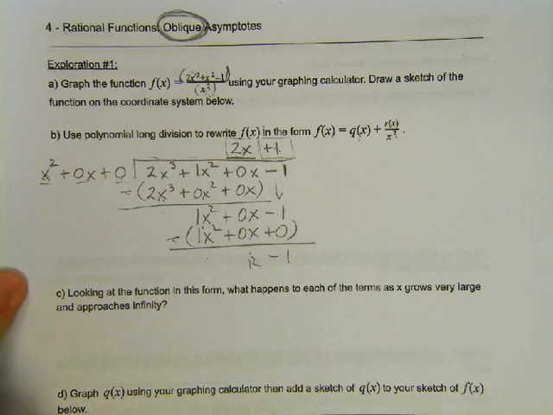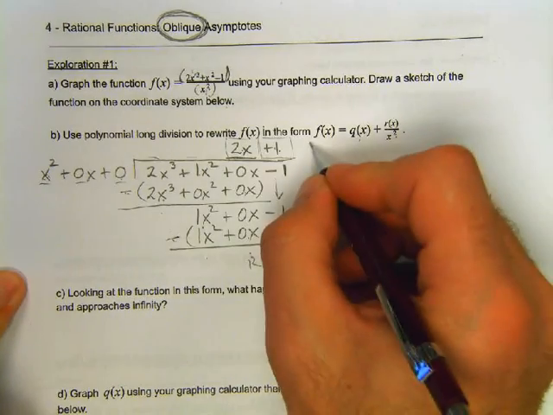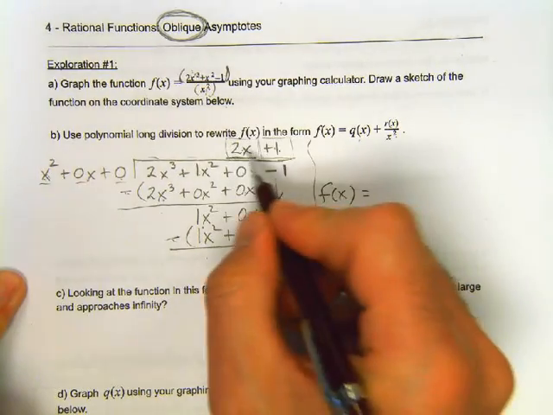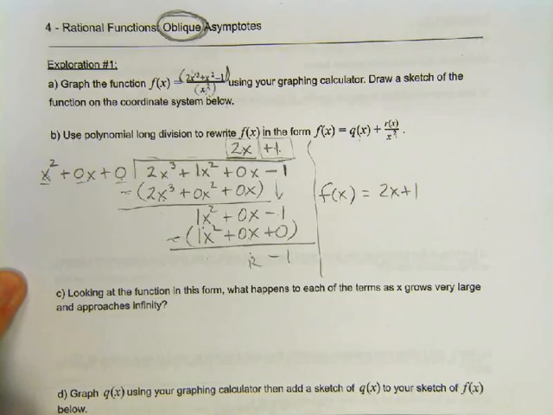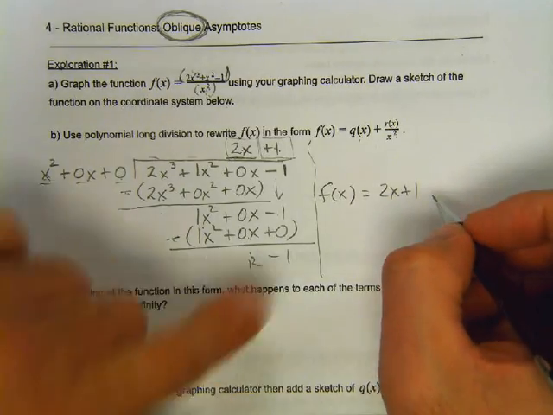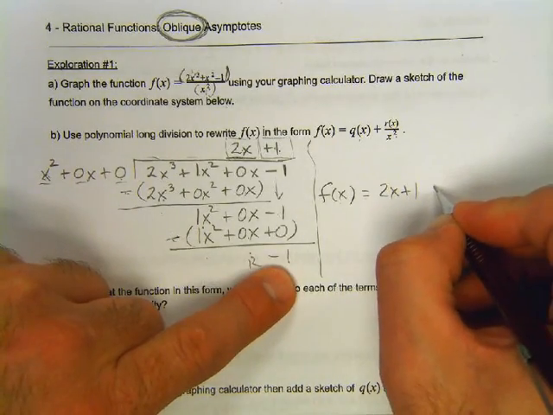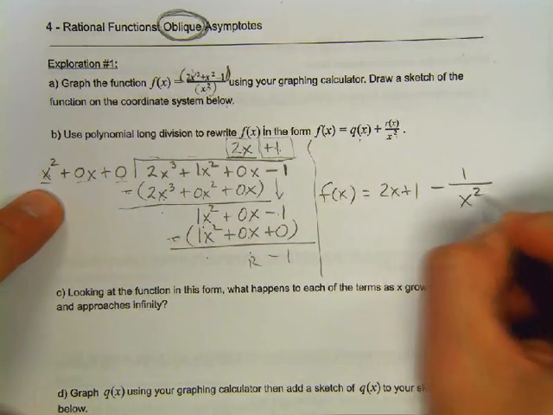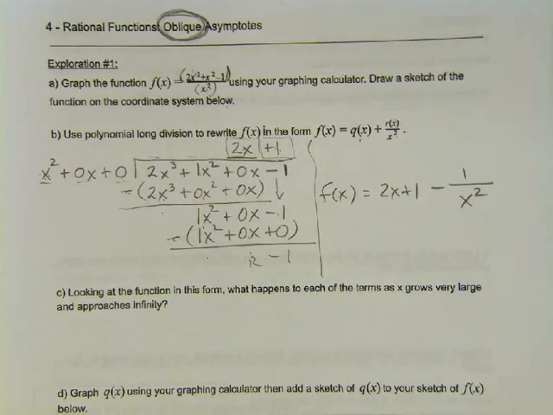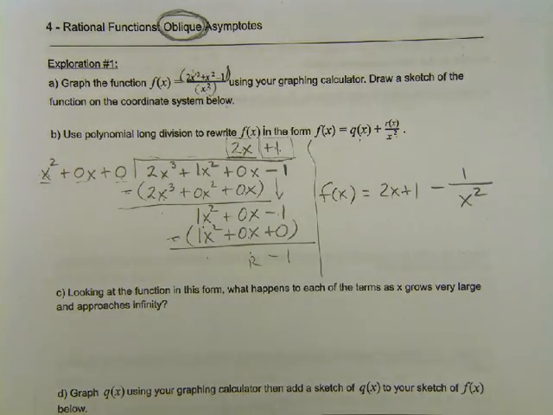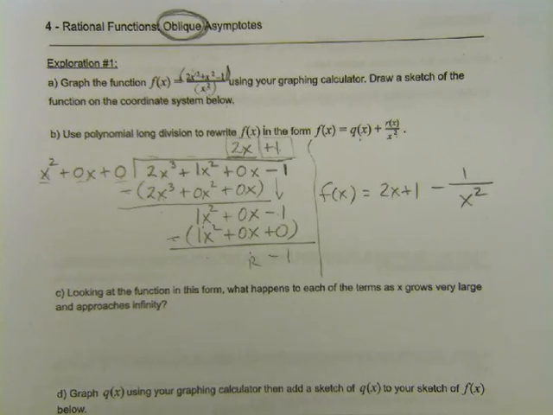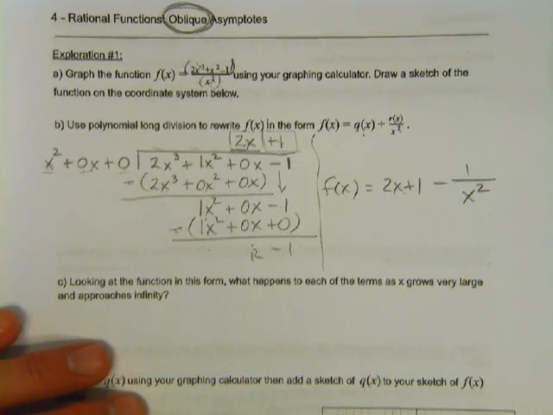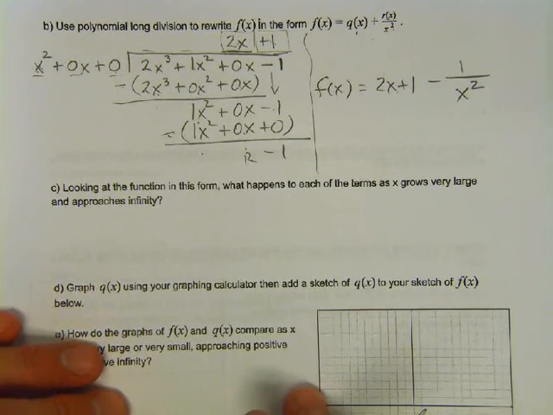So this is our remainder, and how we would rewrite our equation is f of x equals 2x plus 1, and then we have to do the remainder, which is minus 1 over the divisor, which is x squared. Okay? So we've rewritten the function as a quotient and a remainder.